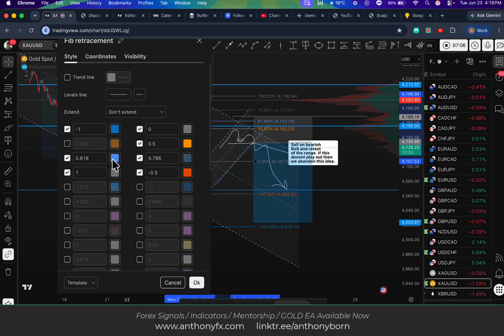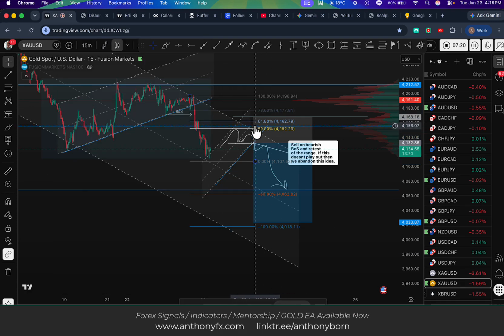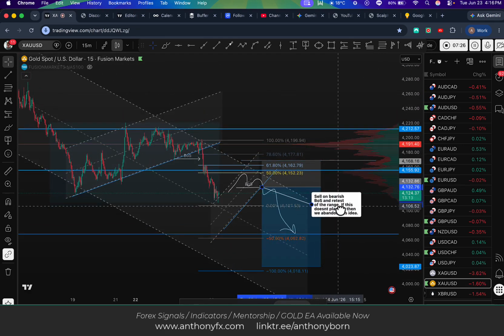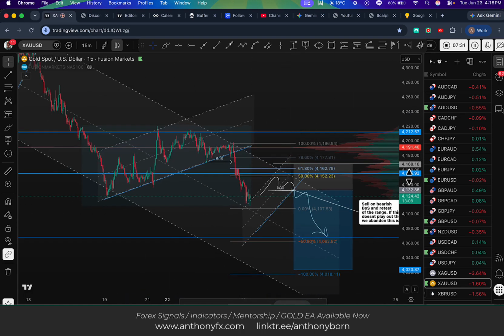And 61.8, yeah, brighten that up. 50 to the 61.8, really important levels. Maybe even make it yellow. So pull back into here. It coincides with the low of the value area. Anyway, that's my take on gold. If that plays out, that would be nice.